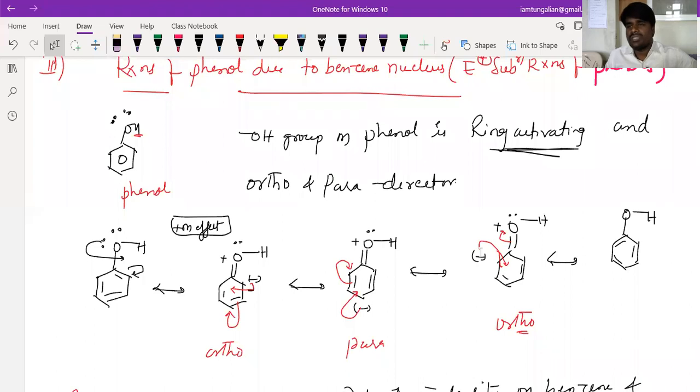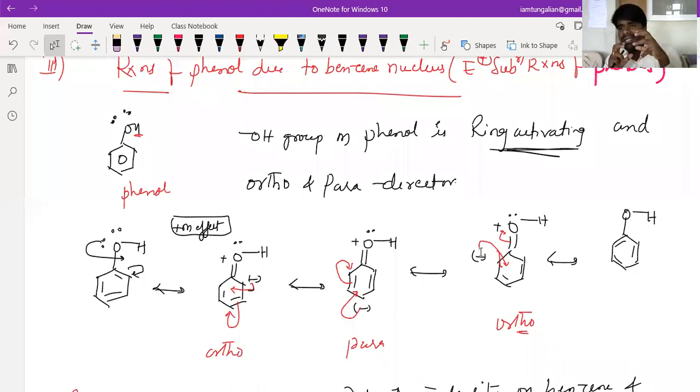How do we know that electron density is increasing? Because the benzene ring is getting a negative charge. Negative charge is nothing but excess of electrons. In the presence of any group, if the benzene ring gets a positive charge, we call them ring deactivating groups. The groups which decrease the electron density on the benzene ring are said to be deactivating groups, and the rate of electrophilic substitution in the presence of such a group will be less than that of benzene.